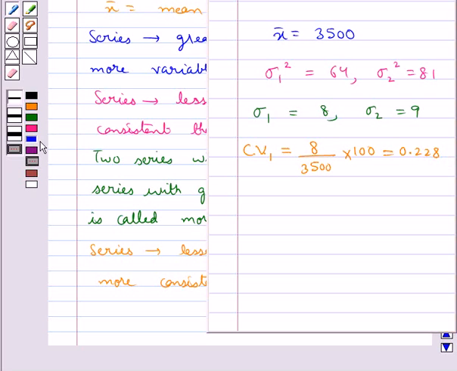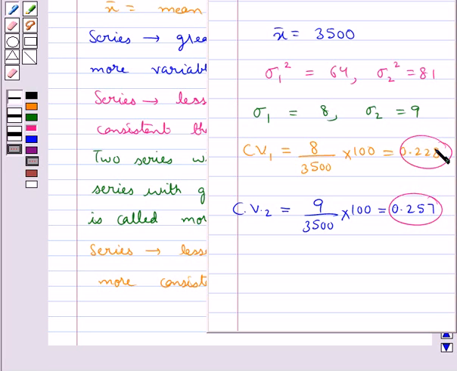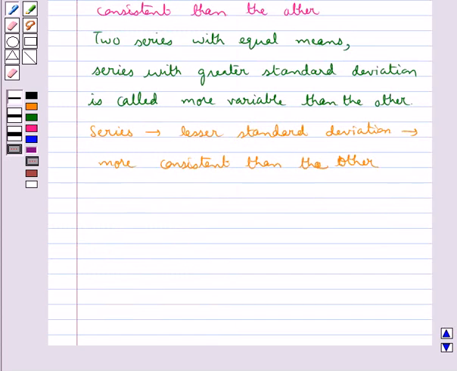0.228. Then CV2, that is coefficient of variation for the second distribution, is equal to sigma 2 upon x bar multiplied by 100, which comes out to be equal to 0.257. As you can see, coefficient of variation for the second distribution is more than the coefficient of variation for the first distribution. So we say that the second distribution is more variable than the first. So this is how we find the coefficient of variation. This completes the session. Hope you have understood the concept of variance and standard deviation and coefficient of variation.